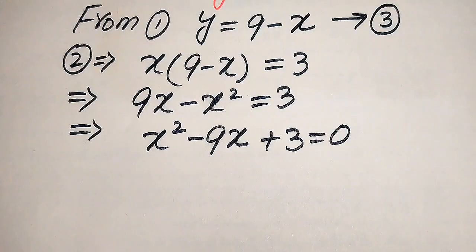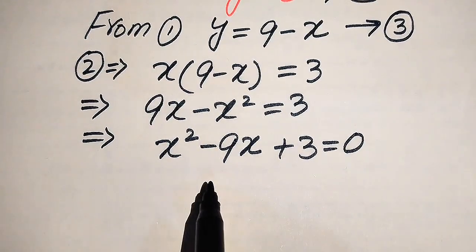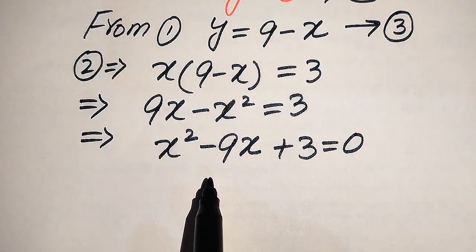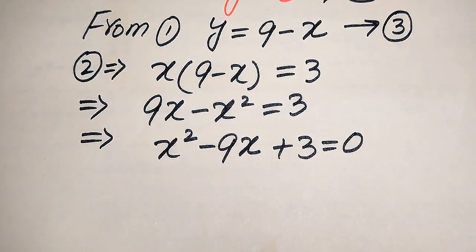There are three methods to solve the quadratic equation. The first method to solve the quadratic equation is the factorization method, the second one is completing the square, and the third method is by applying the quadratic formula.